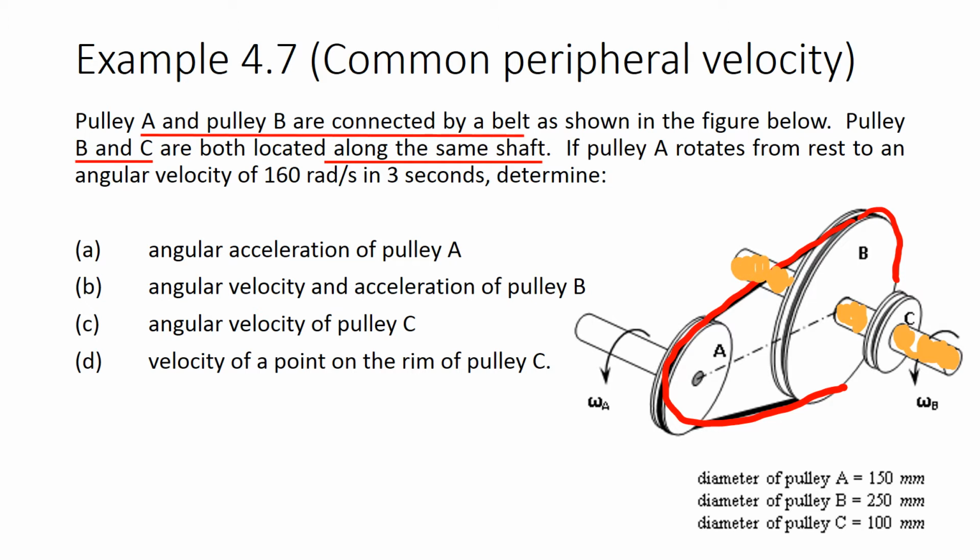If pulley A rotates from rest to an angular velocity of 160 radians per second in 3 seconds, determine the following kinematics quantities: angular acceleration of pulley A, angular velocity and acceleration of pulley B, angular velocity of pulley C, and finally, velocity of a point on the rim of pulley C.